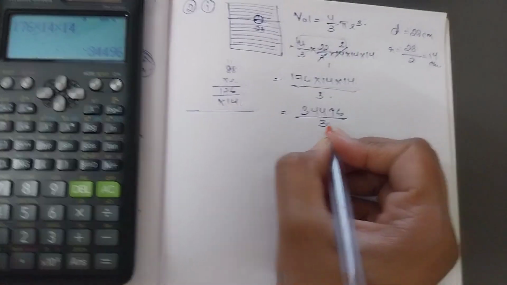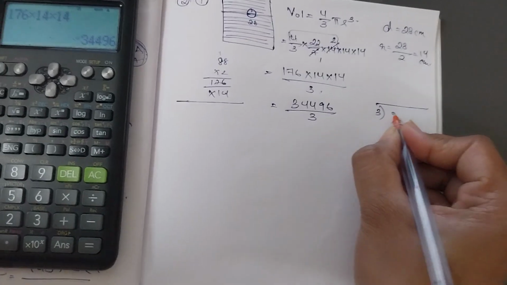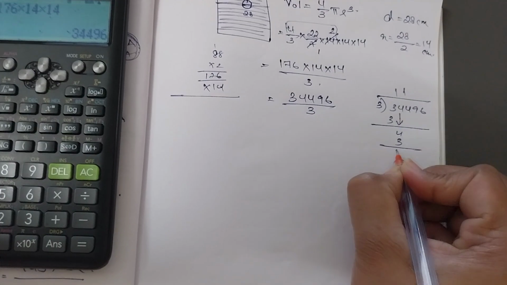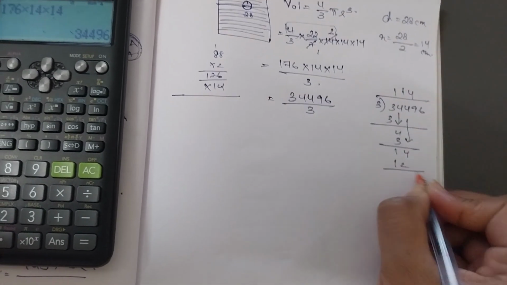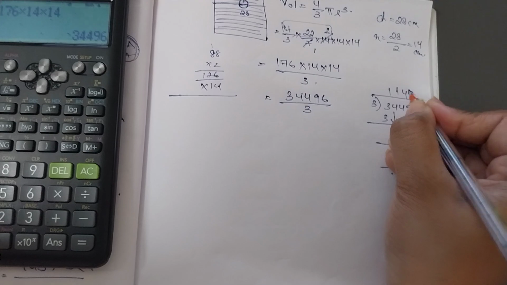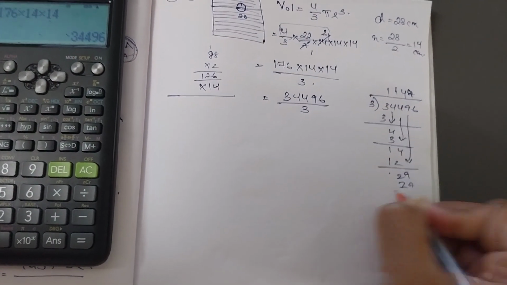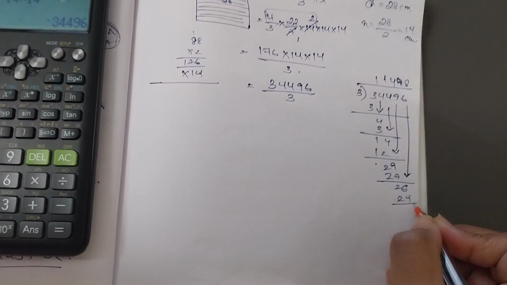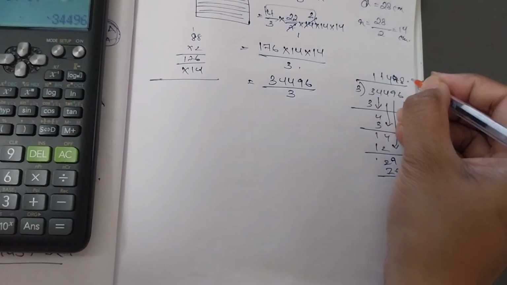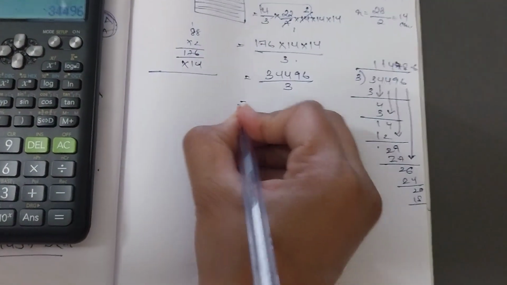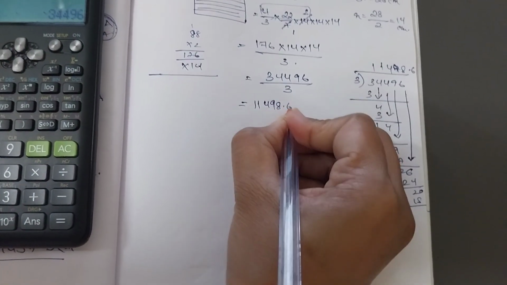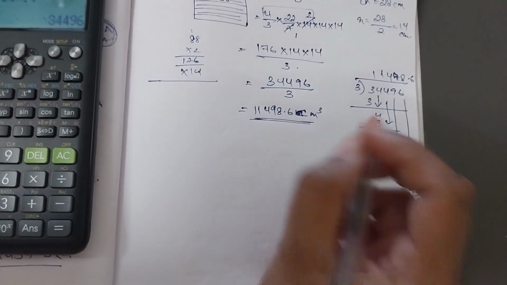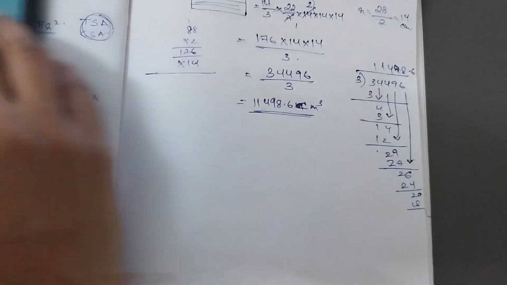34496 upon 3. So now when you're doing the division, 3 ones are 3, 3 times 4 is 12, 2 and 9, 3 times 9 is 27, 2 and 6, 8 times it goes 24, 2 and 0, it goes 6 times 18 and it will continue. So the answer is 11498.6 centimeter cube of water will be displaced when I drop one sphere of diameter 28 centimeters.